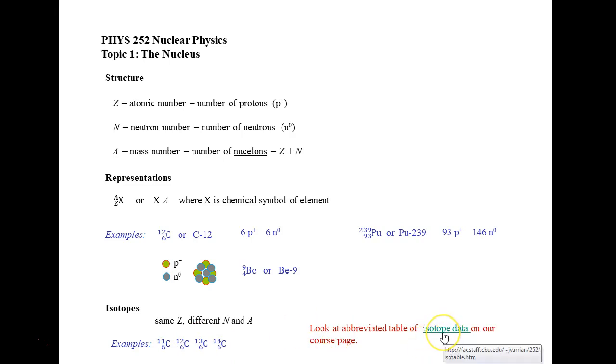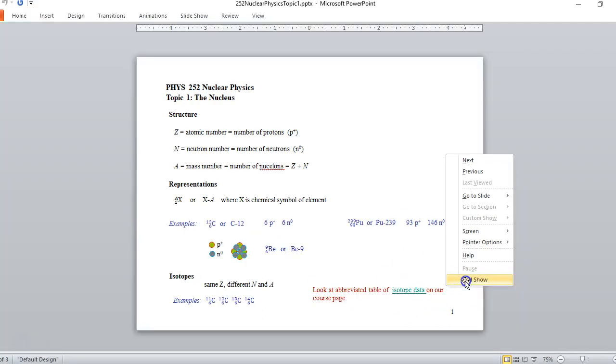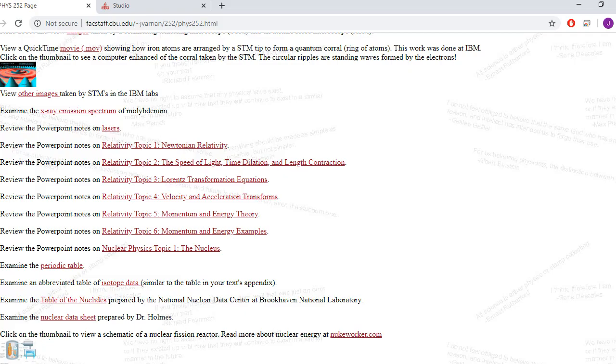There is this isotope data. It's an abbreviated table, and I'll show you where it is. If you click this link in the PowerPoint, you'll go there. But let me just end this show. If you go to our course page, again, down at the bottom, I'm going to put this below our nuclear physics PowerPoint presentations. First, you'll see a periodic table. That's just a link to a periodic table, but you can find a periodic table online anywhere. What I'm looking at is this data right here.